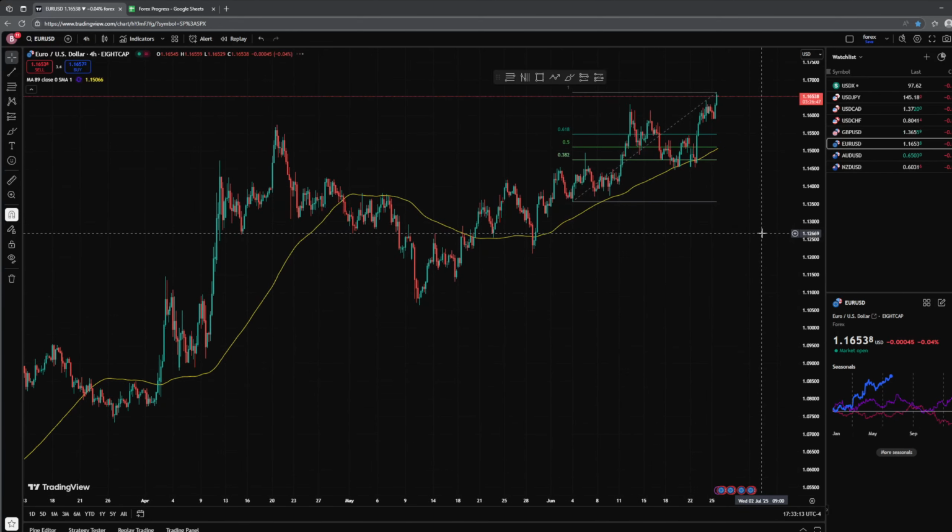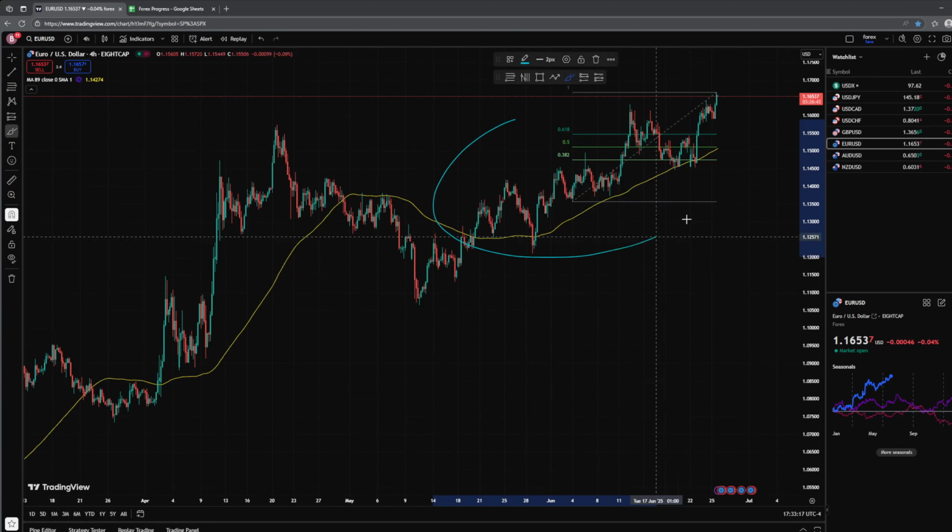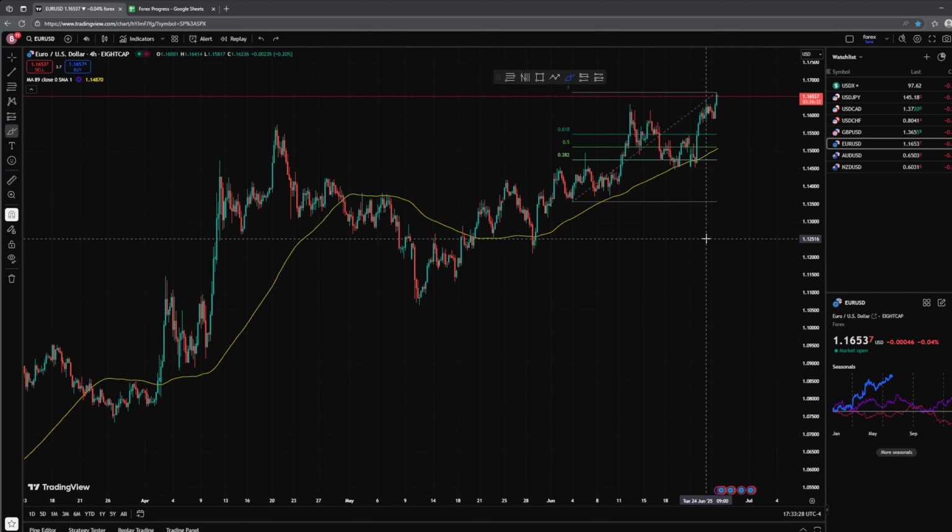Euro USD. So here we have the market behaving consistently above the yellow moving average line. USD is getting weak against the euro, and if the market retraces into a good zone, we're gonna sell USD.